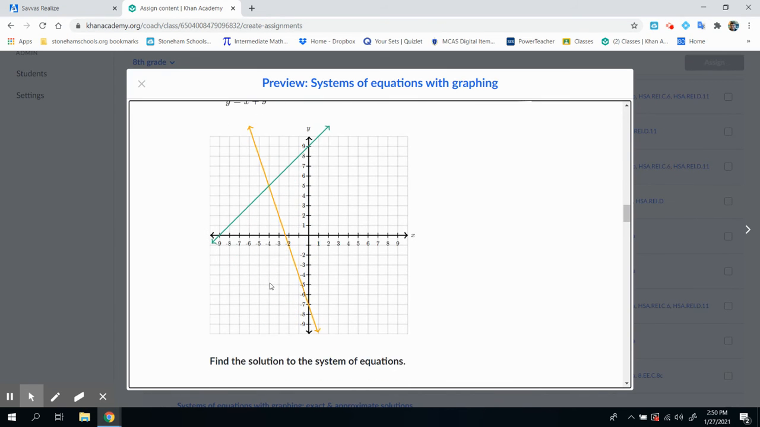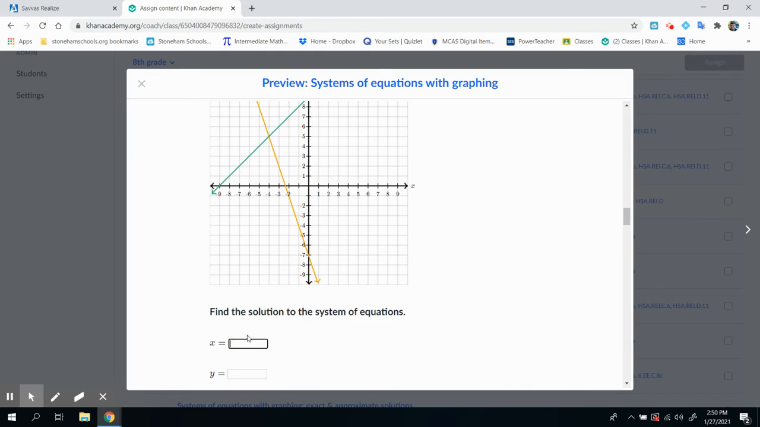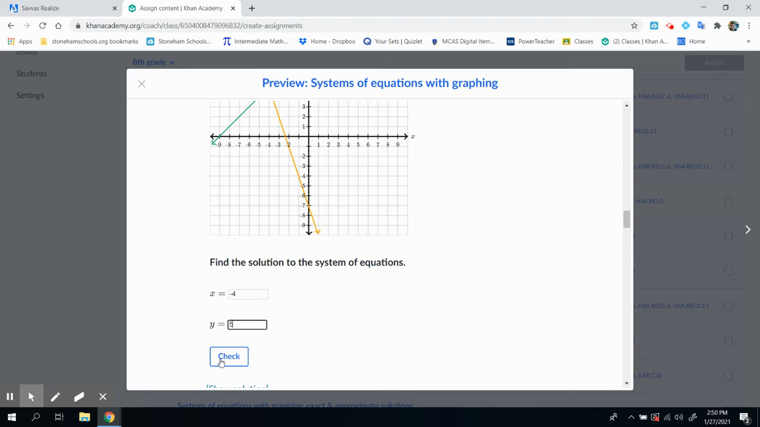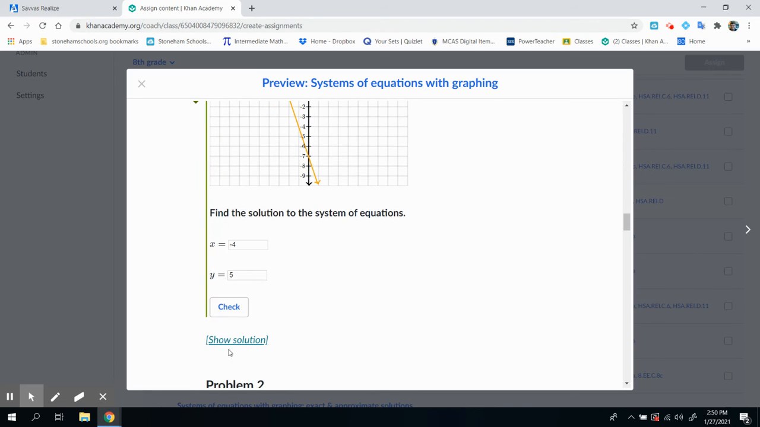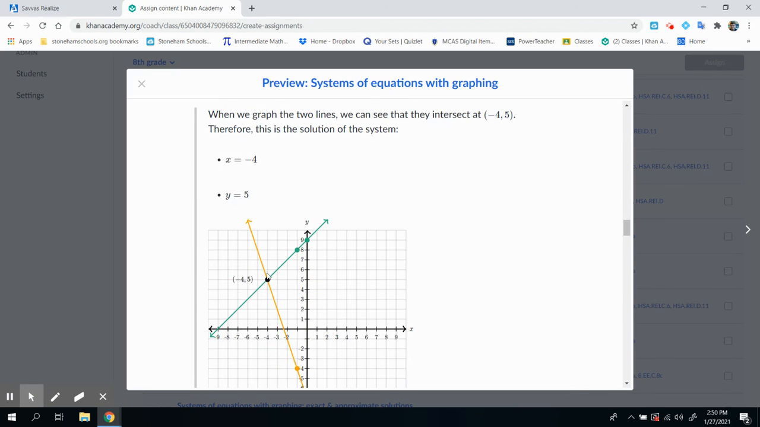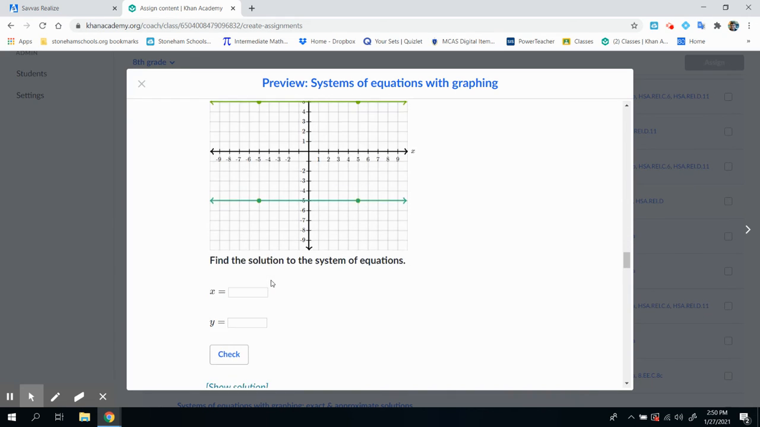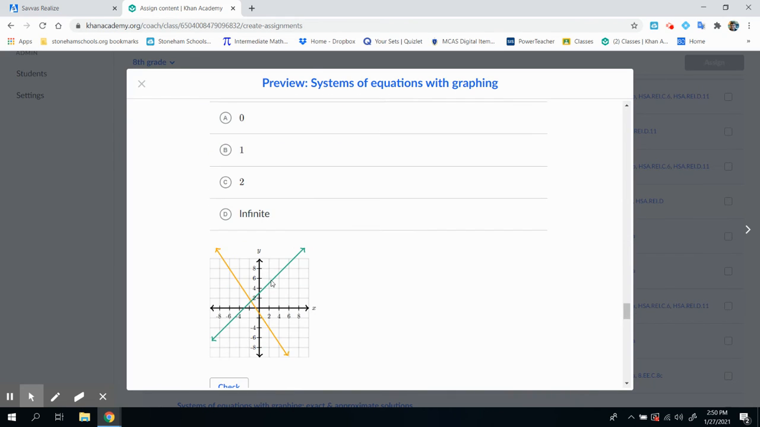Okay, so looking at this one, these two lines intersect at an x value of -4 and a y value of 5. That's our intersection point. So yep, that checks out. -4, -5 is the point that both lines have in common. That's the solution. All right, I'm going to scroll down here.